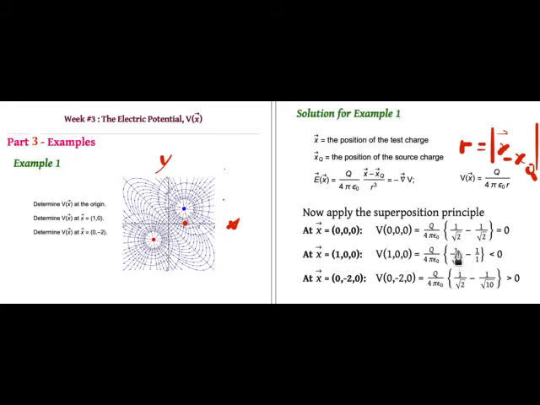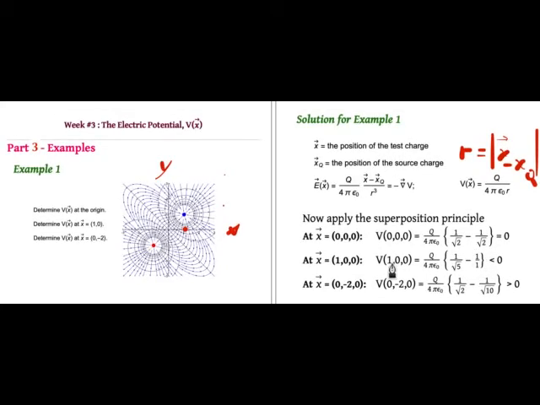Now, 1 over the square root of 5 is less than 1. Therefore, this number is negative. So the potential at this point is negative. And you see, it's over here closer to the negative charge, therefore it has a negative potential.